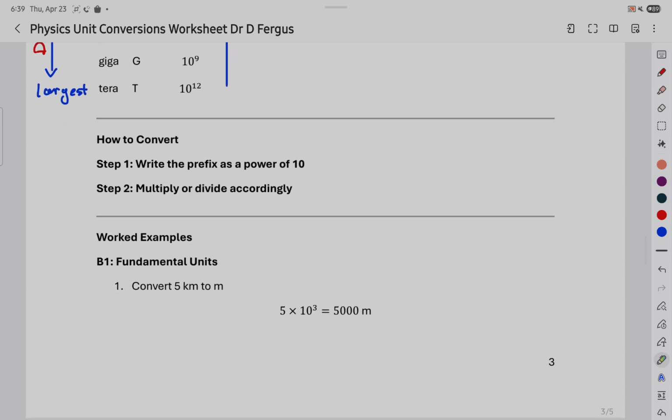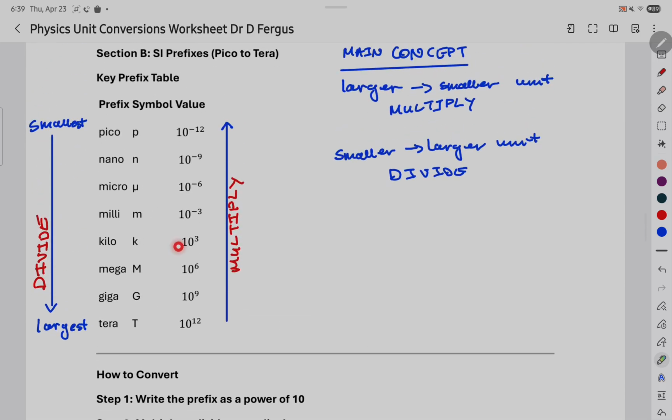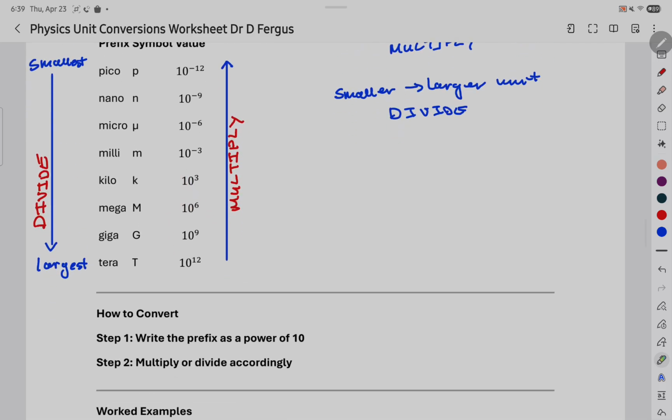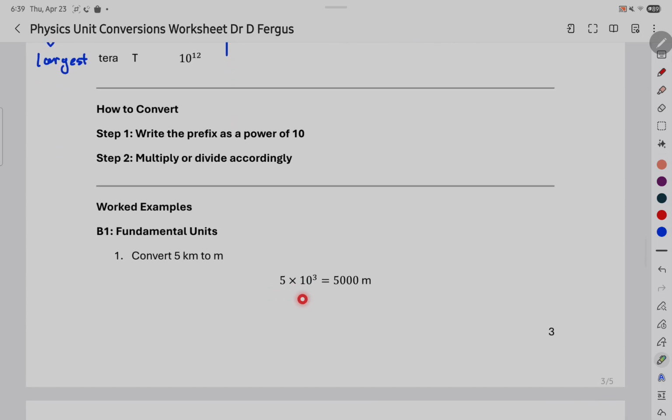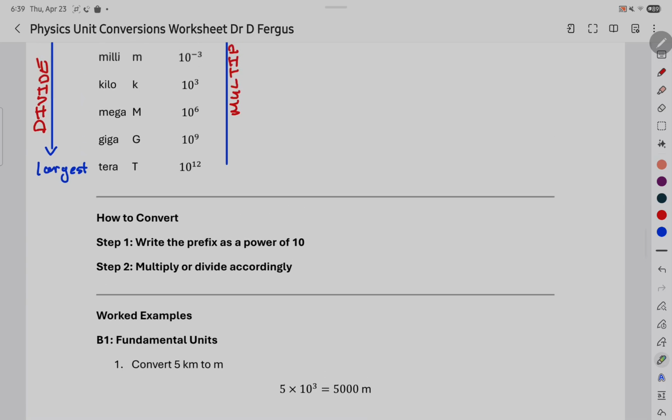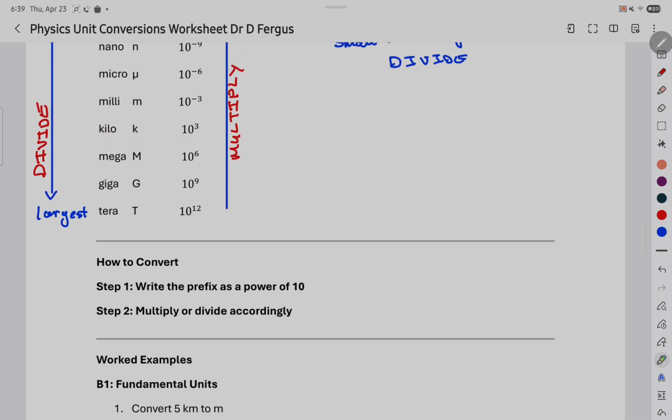Now, if we look at this first example, we have 5 kilometers to meters. What is kilo? 10 to the 3. So we're moving from kilo, which is a larger unit, to a smaller unit, which is meters. That means we multiply. But how much do we multiply by? 10 to the 3. Where did we get 10 to the 3 from? Kilo is 10 to the 3.